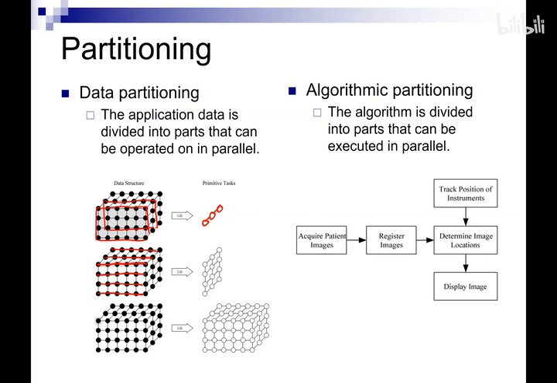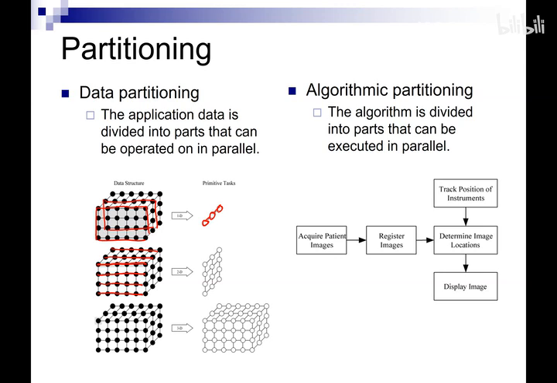So that's data partitioning. Now for algorithmic partitioning, we're not going to partition the data. Instead, we're going to partition the algorithm itself. In this example, we have something like an algorithm to process MRI images or X-ray images. If you think about what tasks need to be done in this application, well, first of all, you need to acquire the images, right? You need to actually do the imaging process, so you need to control the MRI machine to actually take the picture.